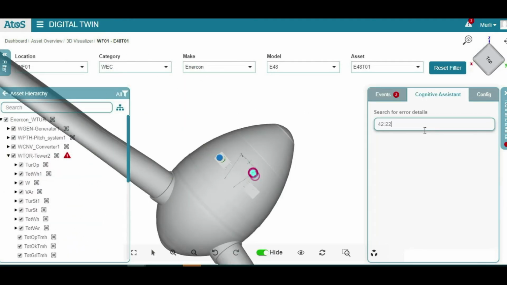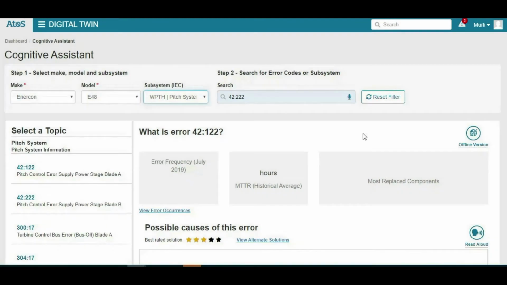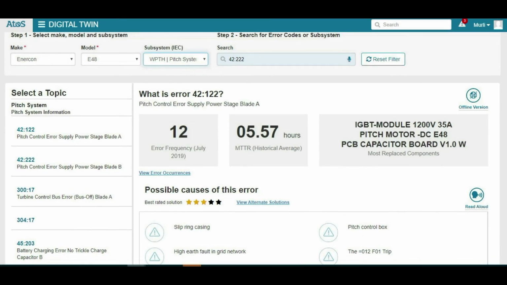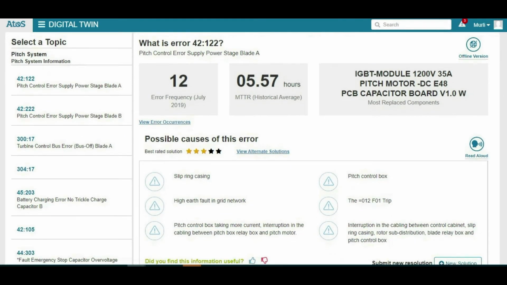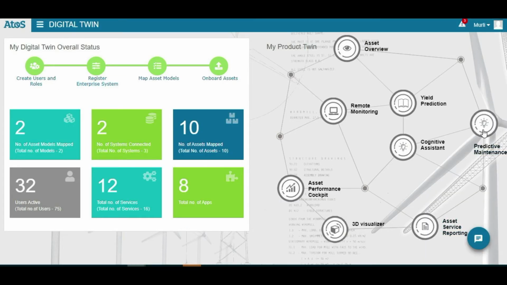The Cognitive Assistant helps less experienced service engineers get insight into problems based on the company's knowledge base. Field engineers are also able to relate to similar occurrences in the past through the Cognitive Engine, which uses machine learning for image, video, and voice inputs.